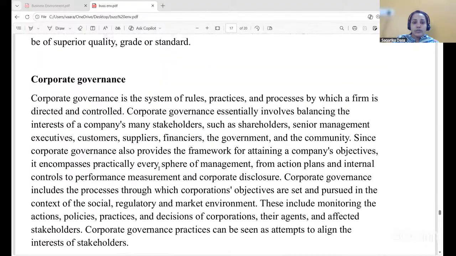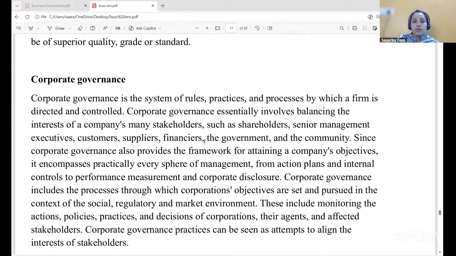And the last topic we have is corporate governance. Corporate governance is a system of rules, practices, and processes by which a firm is directed and controlled. It essentially involves balancing the interests of the company's many stakeholders such as shareholders, senior management, executives, consumers, suppliers, financiers, and the government and the community.